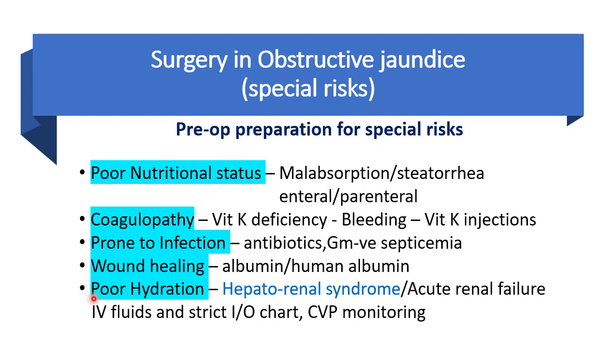Hydration is another problem with patients with deep jaundice. They are usually poorly hydrated, and this poor hydration can lead to hepatorenal syndrome and acute renal failure in the immediate post-op period. So these patients must be adequately hydrated with IV fluids, and a strict IO chart should be maintained, and if necessary, central venous pressure monitoring should also be undertaken prior to surgery to ensure ideal hydration status.